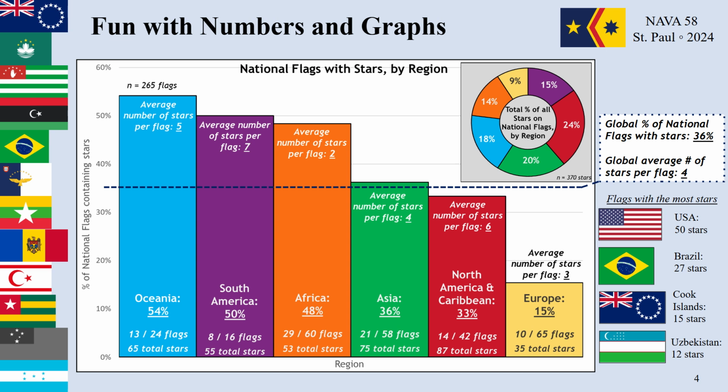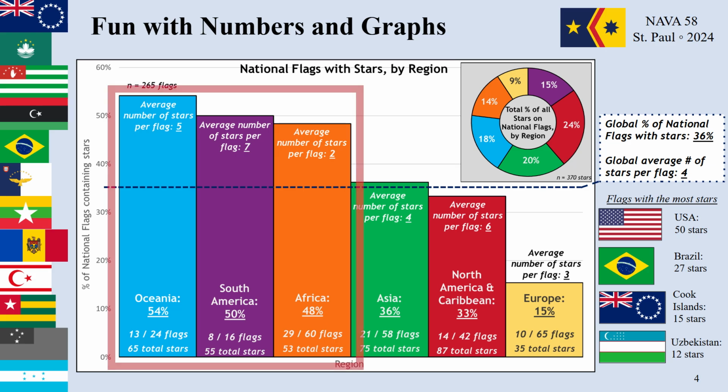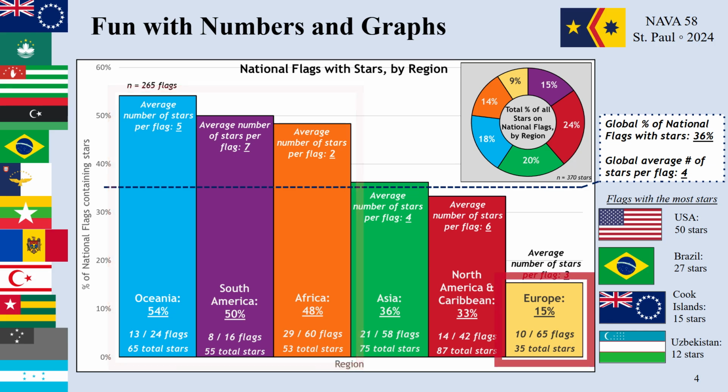The bar chart here shows regional trends of stars. You can see that they're most common in frequency on the flags of Oceania, South America, and Africa, with around 50% of all flags in those regions containing stars, with the lowest being Europe, with only 15% of flags of Europe containing stars.